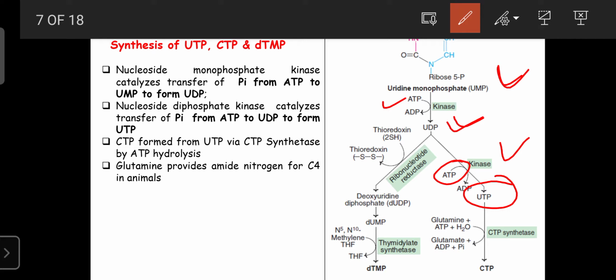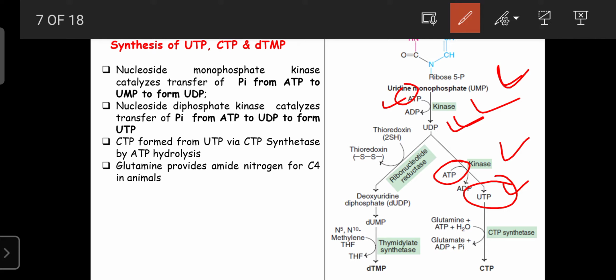Okay, that is required for the synthesis of the base pair in the ribosomes. So that's why they are known as the ribose nucleotide. So that was formed from the uridine monophosphate in the presence of 2 molecules of ATP and the kinase enzyme. So like that the uridine triphosphate was formed.